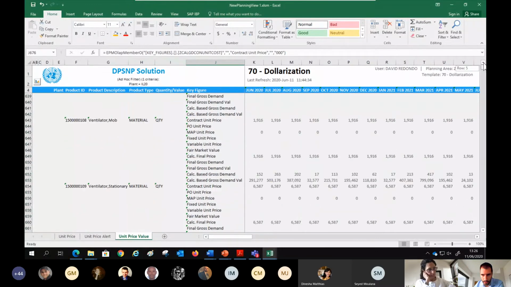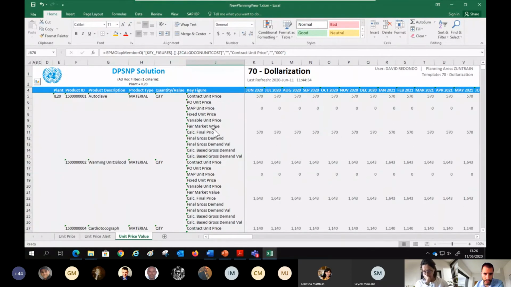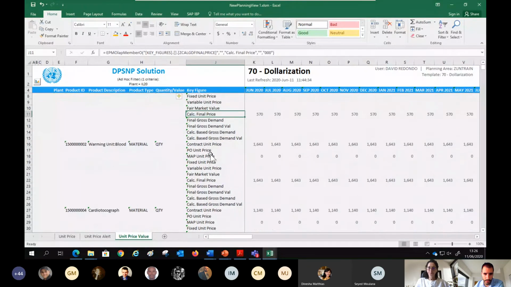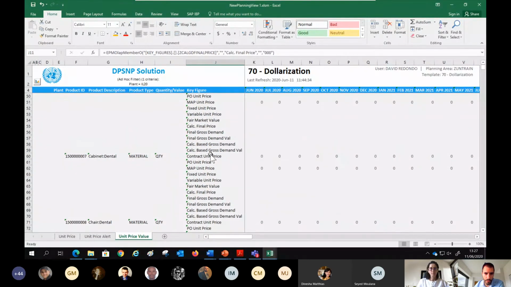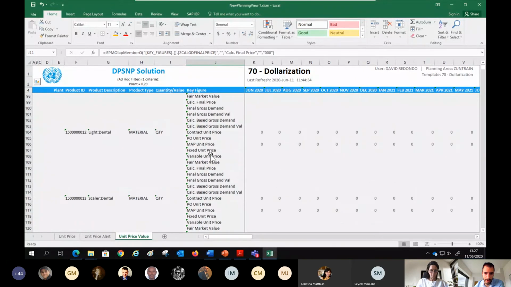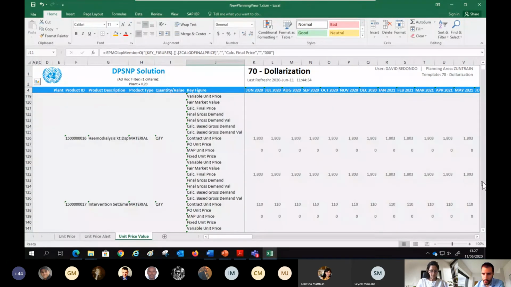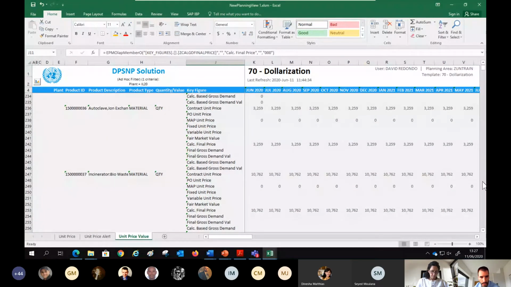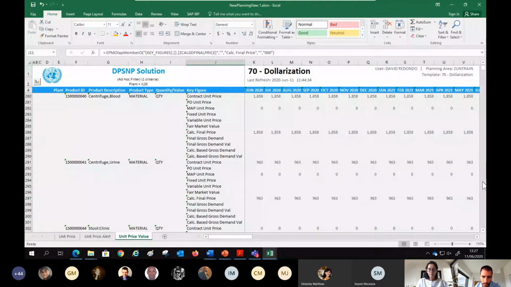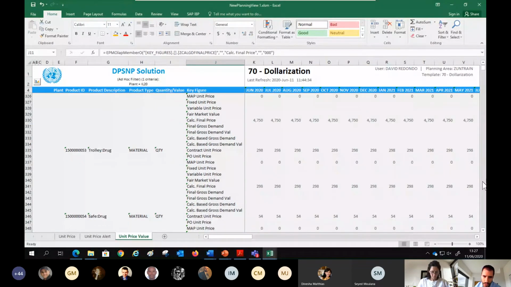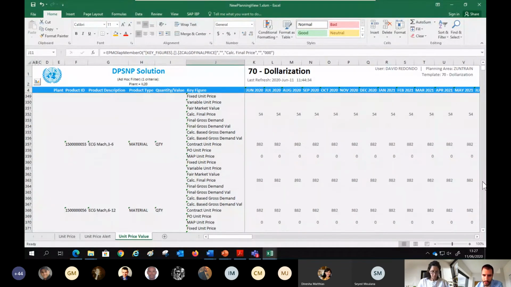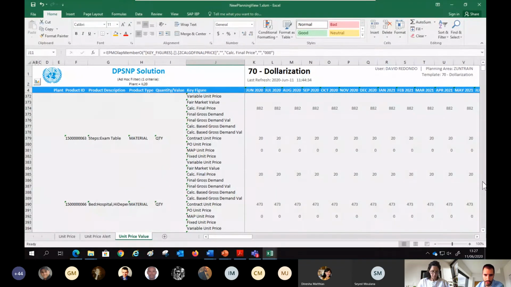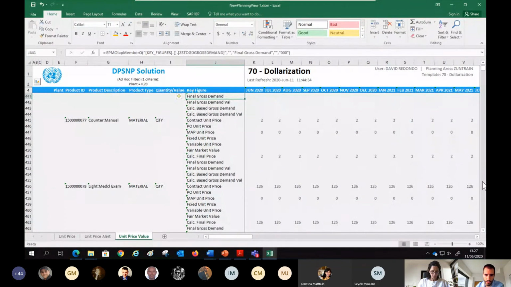Let me just go to the top. So we'll still have the contract unit price, PO unit price, MAP, fixed unit price, variable unit price, fair market value, and the calculated final price. And then if we already have some gross demand, it will give us the value. It will already multiply, and that's why it was in a different level. It will already give us the gross demand value. So basically multiplying, and this is something that we can see also in the next template. So in order not to explain it twice, we will cover it on the gross demand.